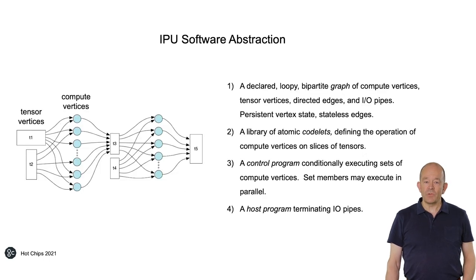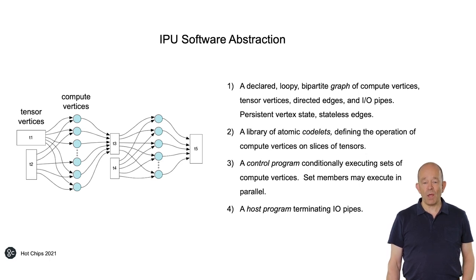The IPU idea is captured in its software and hardware abstractions. They're both pretty simple. The IPU software abstraction casts a program as a declared computational graph in which there are two types of vertex, one that computes and one that holds data as a tensor of any dimensions. The vertices are connected by directed stateless edges, which can form loops. The graph is bipartite, so the compute vertices operate on state held in the tensor vertices. The function of each compute vertex is defined by an associated atomic subprogram called a codelet. To execute a vertex is to run its codelet on its state.